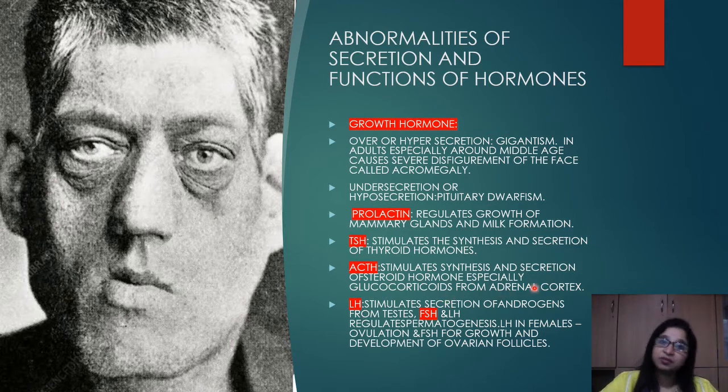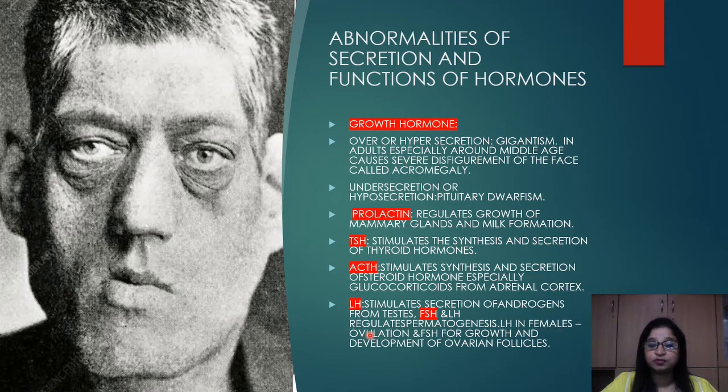So when we will be talking about the adrenal glands, you will have a very good idea about what glucocorticoids mean. The luteinizing hormone, or LH, stimulates the secretion of androgens from the testes. And FSH and LH together, that is the follicle stimulating hormone and the luteinizing hormone together, regulate spermatogenesis, that is sperm formation in males. The luteinizing hormone in females causes ovulation.